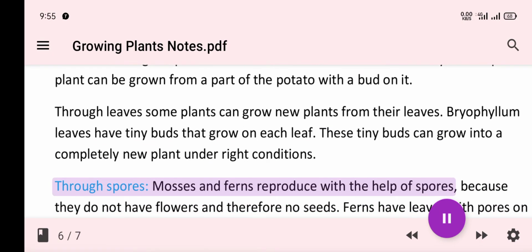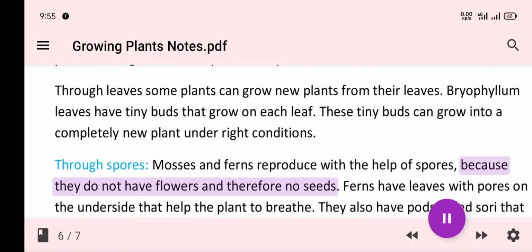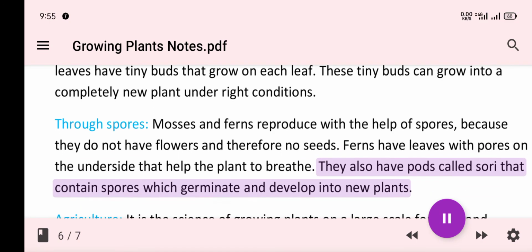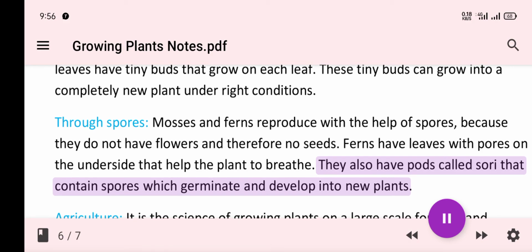Through spores, mosses and ferns reproduce with the help of spores, because they do not have flowers and therefore no seeds. Ferns have leaves with pores on the underside that help the plant to breathe. They also have pods called sori that contain spores which germinate and develop into new plants.